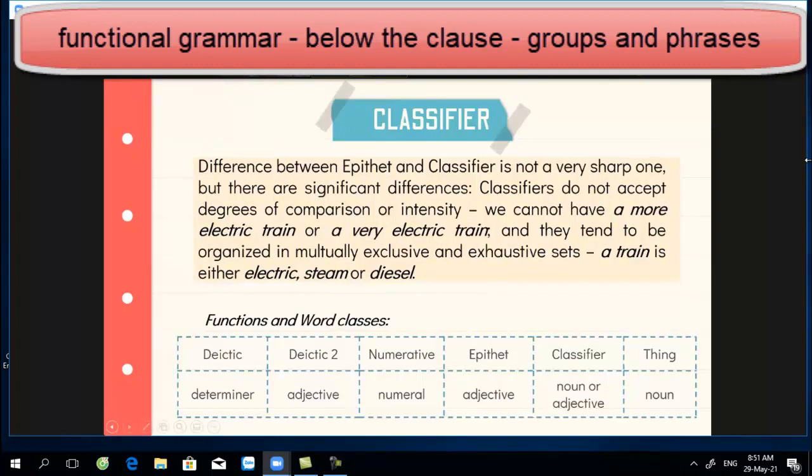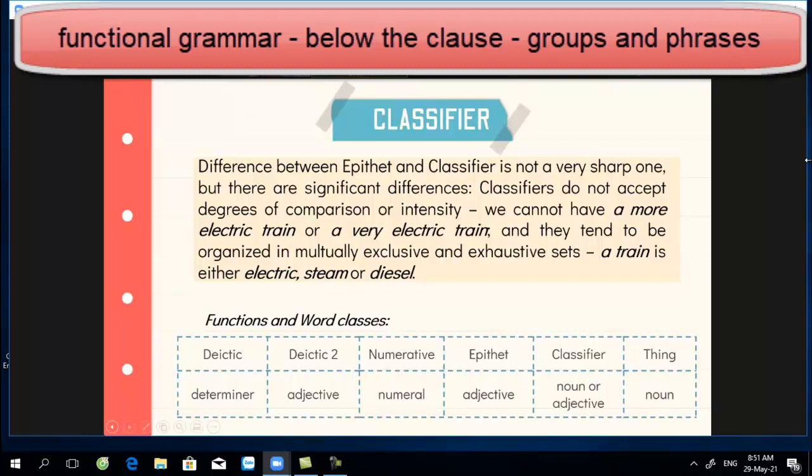The difference between epithet and classifier is not a very sharp one, but there are significant differences. Classifiers do not accept degrees of comparison or intensity. We cannot have a more electric chain or a very electric chain, and they tend to be organized in mutually exclusive and exhaustive sets. A chain is either electric, steam, or diesel.